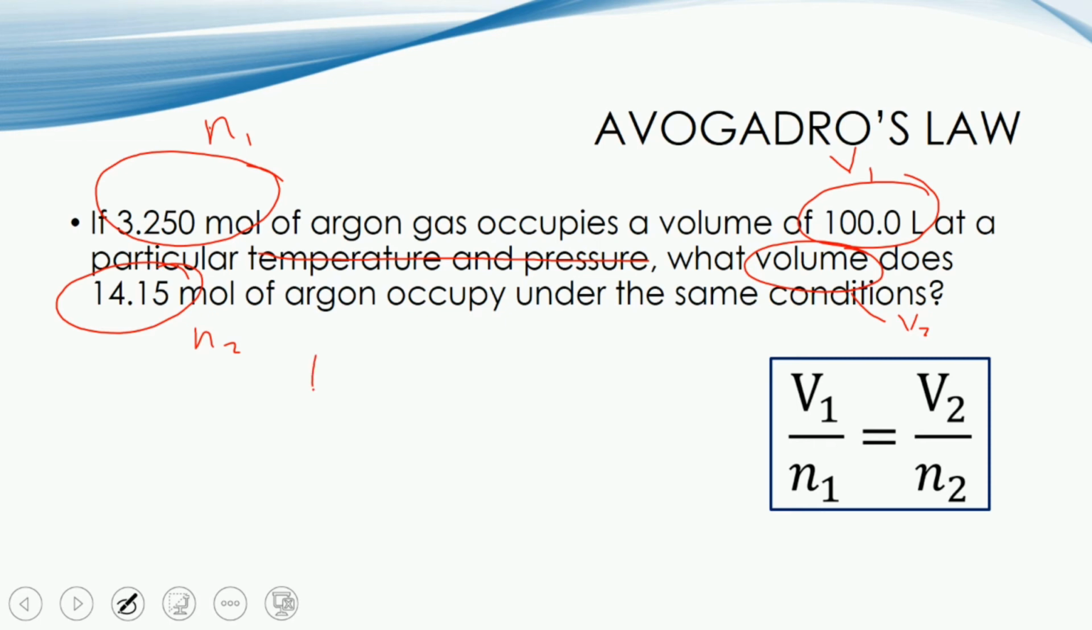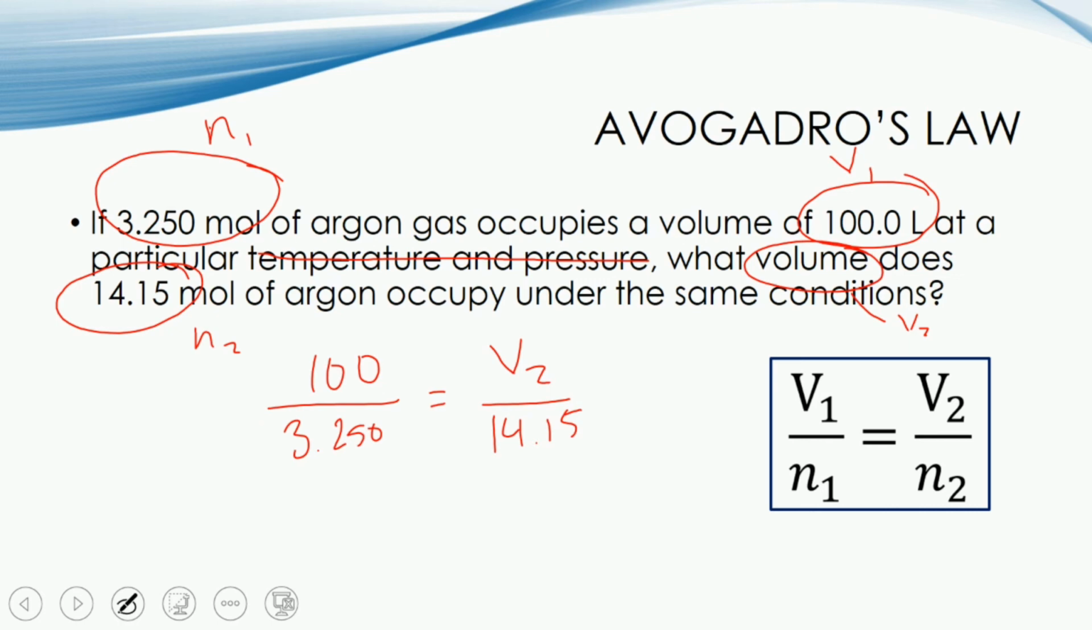We have volume 1, which would be 100. We would then have the number of moles, the initial one, so 3.250. We would have then the volume, number 2, but we don't know what that is. We're being asked to calculate for that. And then we are also given the value for the final amount of moles, so that would be 14.15. Again, we would use cross multiplication. And what we would do in this scenario is multiply 14.15 times 100 and divide that answer by 3.250.